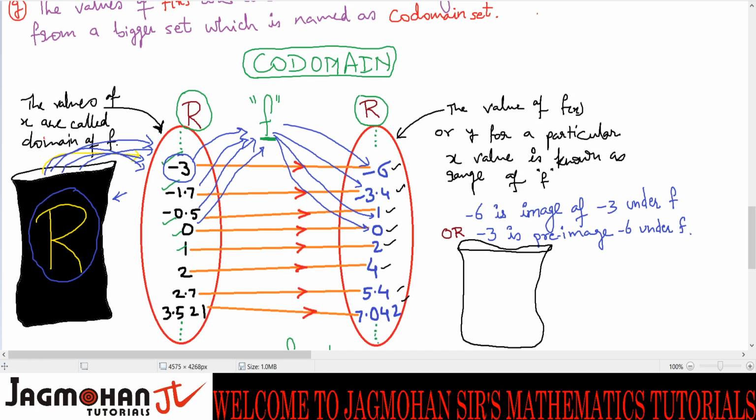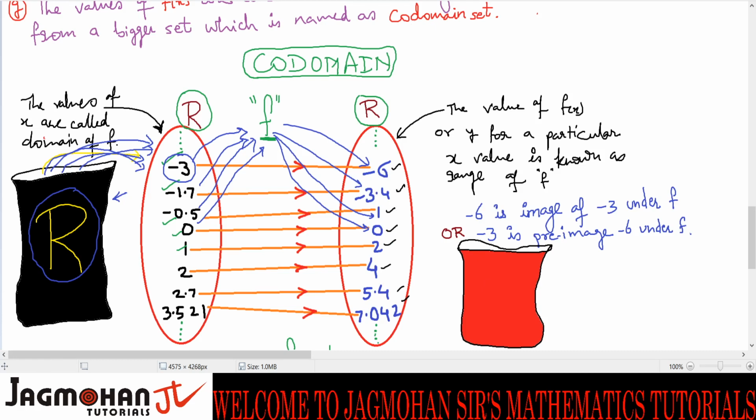Once again, I would ask you to think of a sack of numbers. That is the bigger set, the parent set from which these numbers are coming. These numbers are coming from this set. And looking at the numbers, you will know that these numbers are once again real numbers.